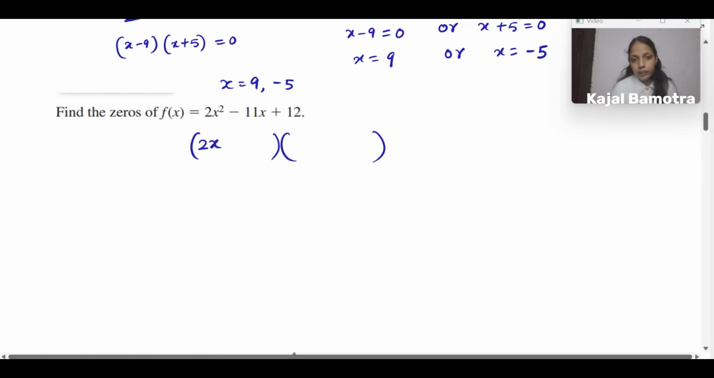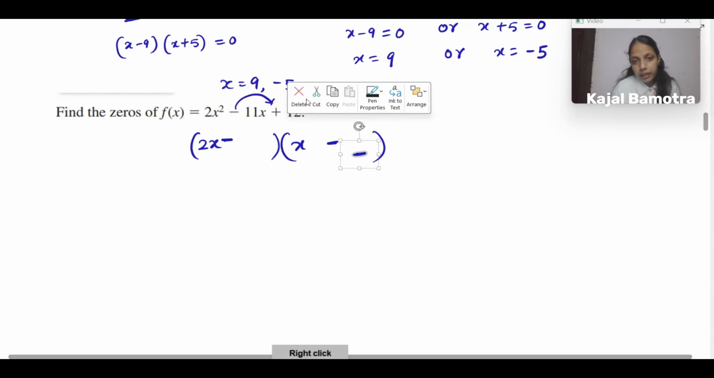One term will contain 2x, and the product is 12. You have to take these two terms that give you 12. This is negative, negative, but the product is positive. That means both terms will be negative here.